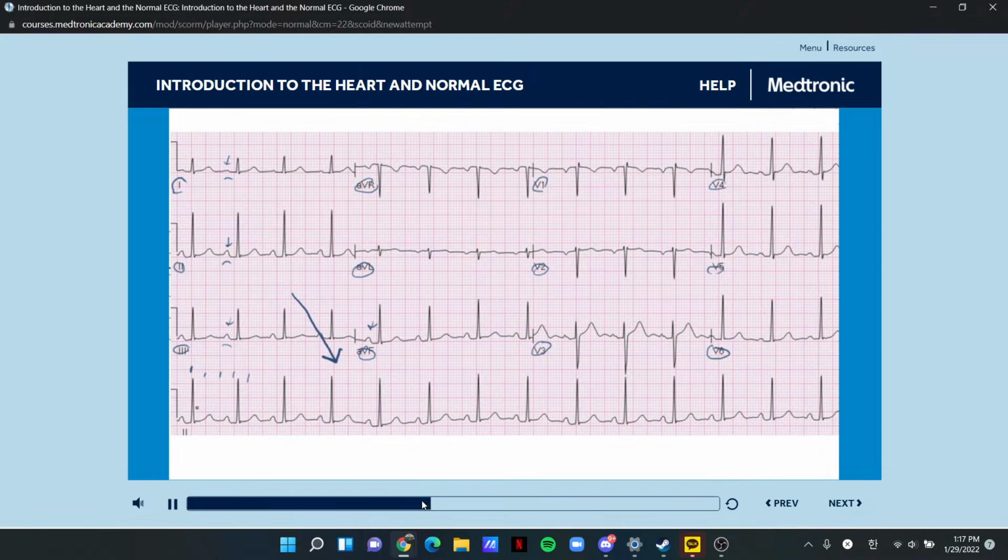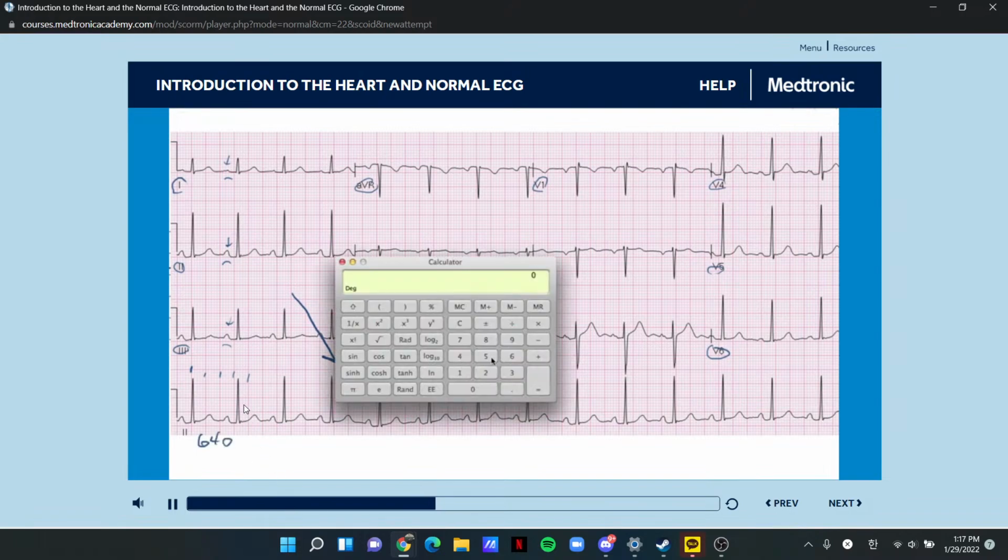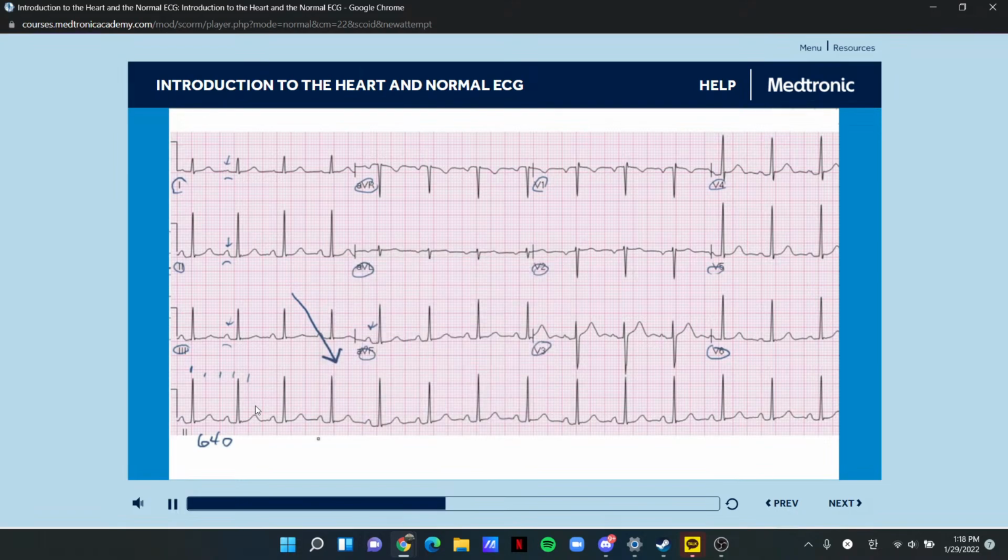If we wanted to be more exact, the R to R interval here is 640 milliseconds. If we divide 60,000 by 640, the heart rate here is about 94 beats per minute. Heart rates between 60 and 100 beats per minute that have normal appearing P waves that are upright in 1 and AVF are considered to be coming from the sinus node. And because this rate is in the normal range, we call this a normal sinus rhythm.